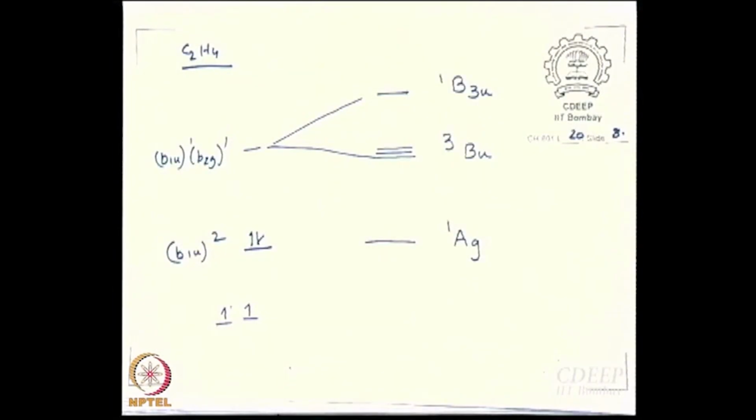So see what has happened. These 2 states have originated from the same electron configuration, isn't it? If you just look at the space part, it is the same between this and this. The reason why there are 2 states is spin, but the space part is the same. So just because of spin also you can get separate states.